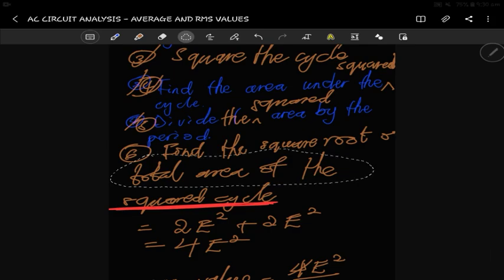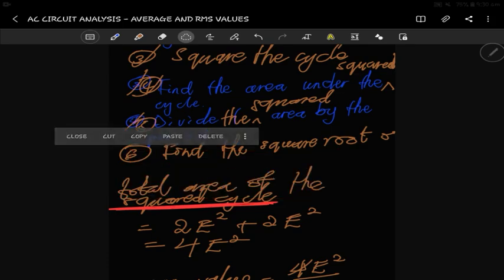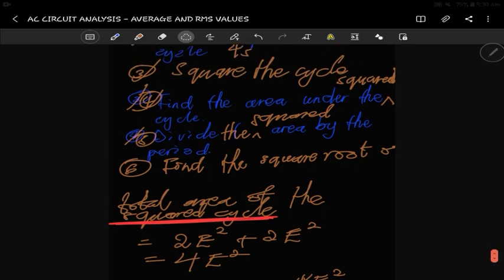So it's very important that you know the procedure for finding the average, and then you know the procedure for finding the effective or the RMS or the root mean square value, right. The last step of finding the RMS will be to find the root of the mean value. The mean value, which we've said to be the squared area divided by the period. So there's the last step of it.